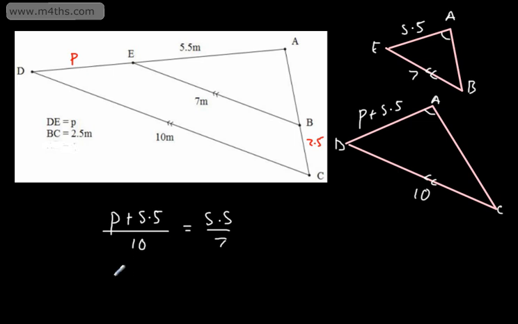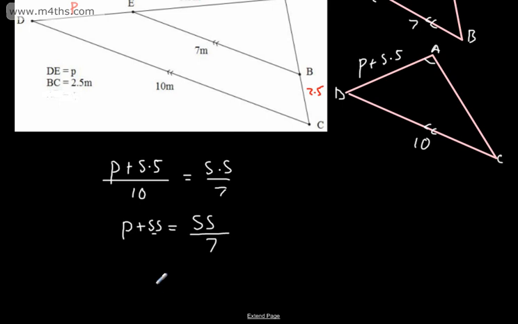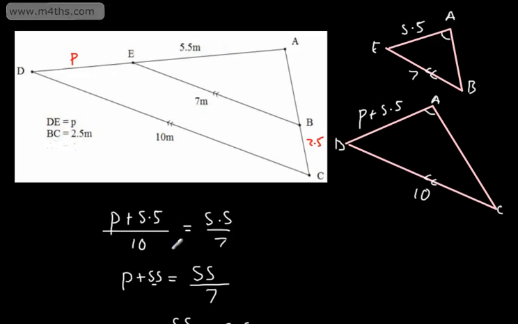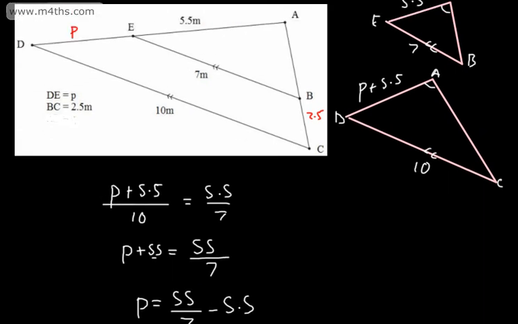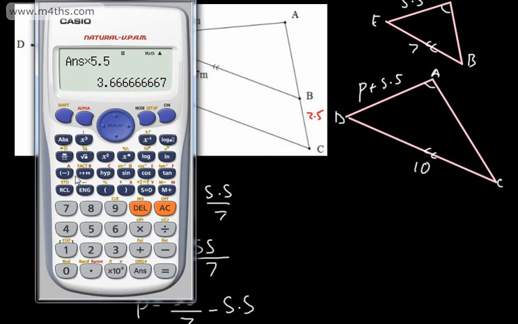So let's go ahead and do this. Multiplying both sides by 10, P plus the 5.5 will be equal to 10 times 5.5, which is 55 over 7. So P is going to be equal to 55 over 7 minus the 5.5. And we can go ahead and find that answer. It's just straight in a calculator. So initially we were solving for P plus the 5.5, but as you can see, we can just go ahead and do that. On a calculator, we do 55 over 7, and subtract from that the 5.5, and what's that going to give us? 33 over 14.